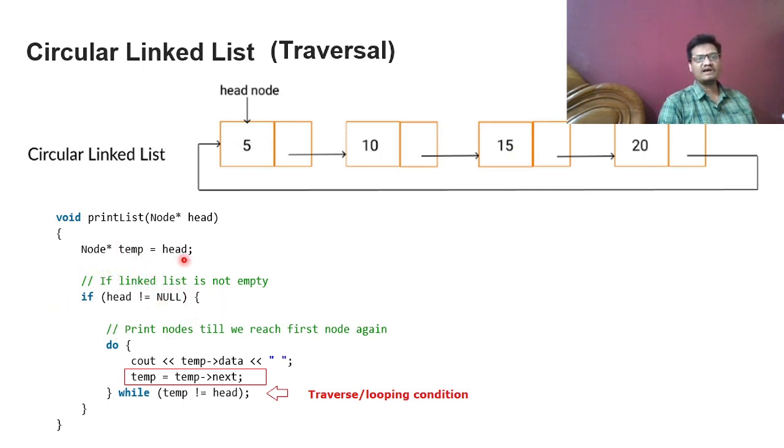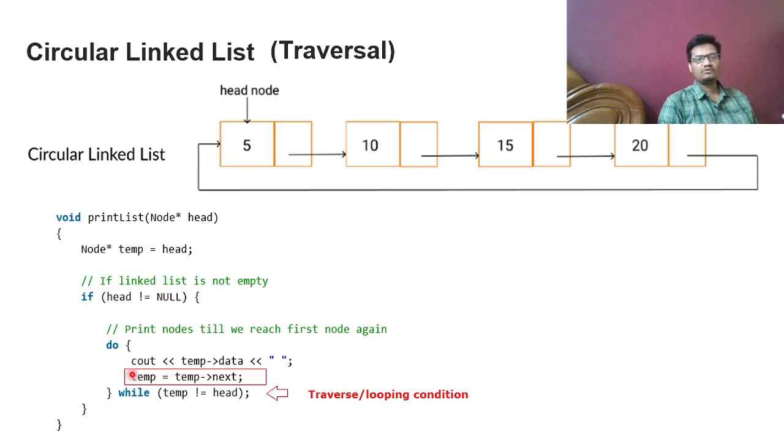If you see in the first line, node pointer temp equal to head. So head or start node we are assigning to a temporary node. Then we are moving to the next line. Here we are checking the condition head not equal to null. Suppose head equal to null, then there is no existence of a node. If there is no node, then there is no point to traverse. That's the reason we are checking this condition.